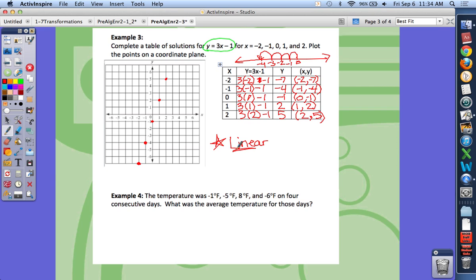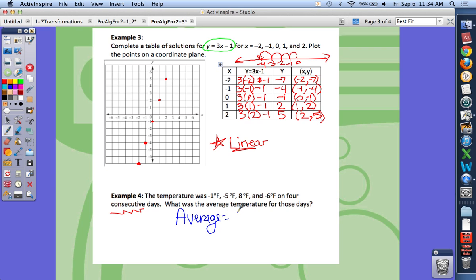All right, example 4. The temperature was -1 degrees Fahrenheit, -5 degrees Fahrenheit, 8, and -6 degrees on 4 consecutive days. That means 4 days in a row. Okay? What was the average temperature for these 4 days? Do you remember how to find the average? Hopefully you do. If you do, write it down.